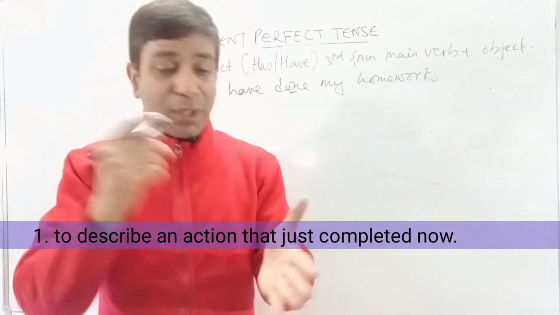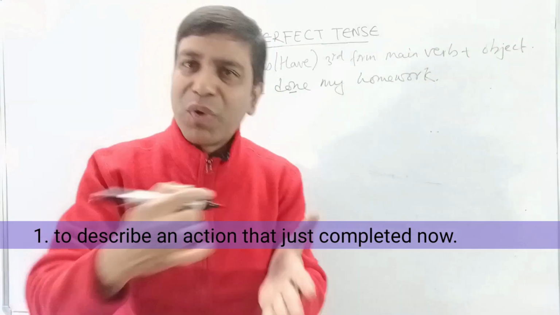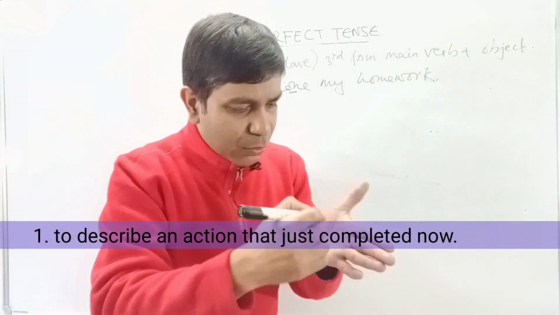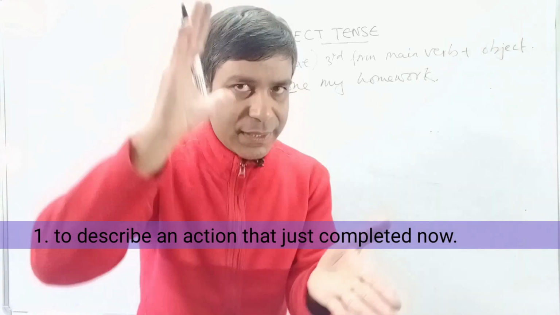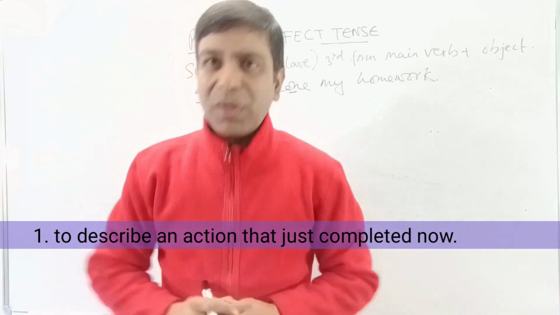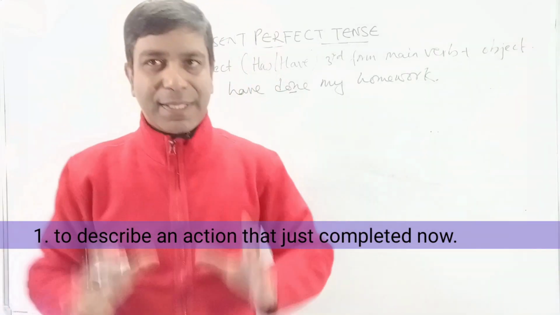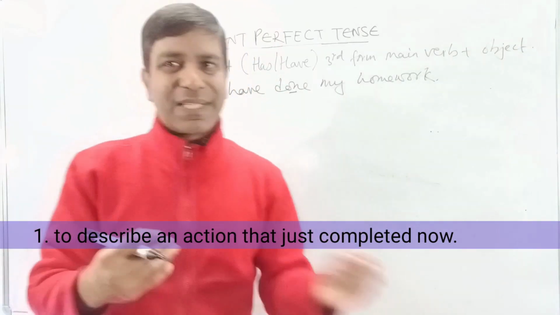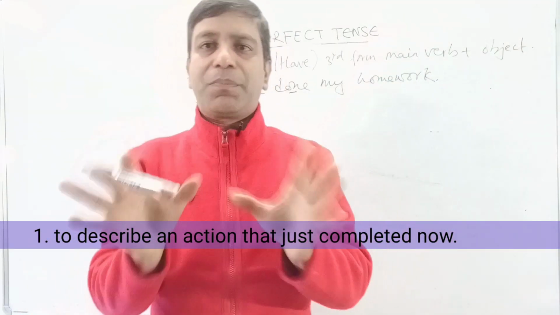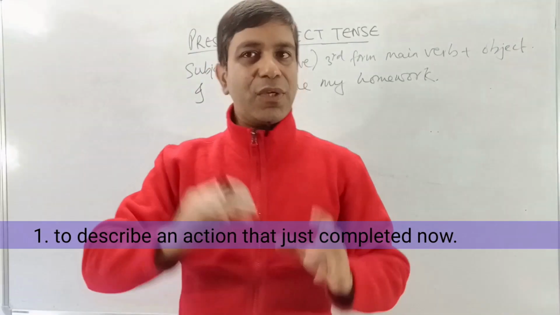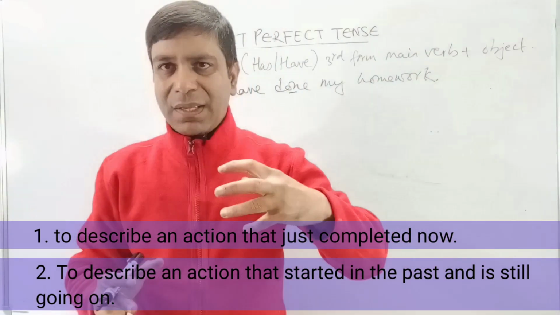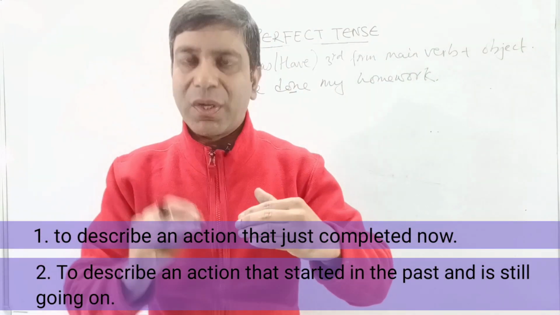We cannot say that while the homework is going on. When the homework is going on, we cannot say that I have completed my homework. First, you do your homework, you write your homework, and then when it is done, we say I have completed my homework. So we use present perfect tense to describe an action that started in the past and got completed right before speaking. And the second is, we use present perfect tense to describe an action that started in the past and is still going on.